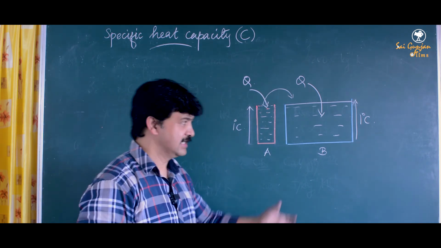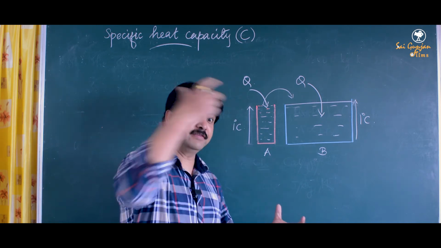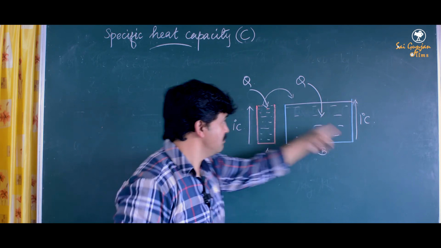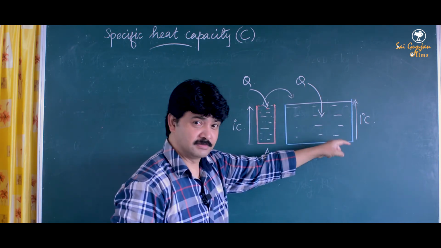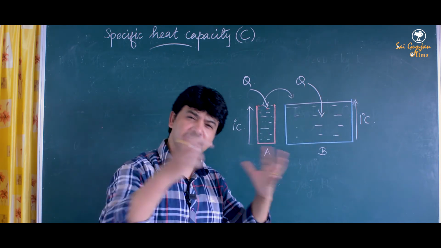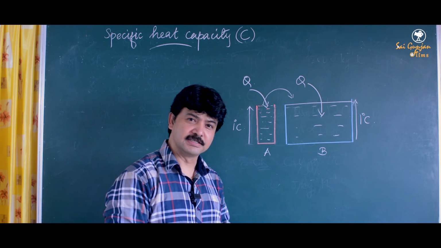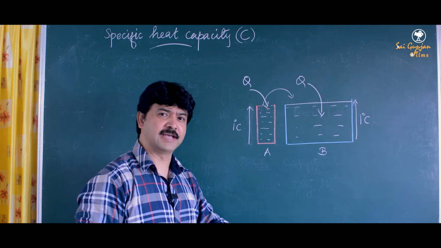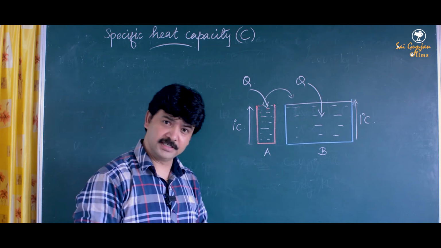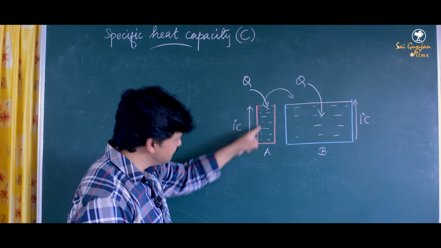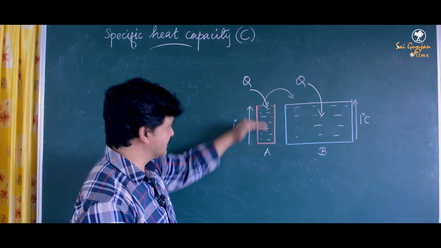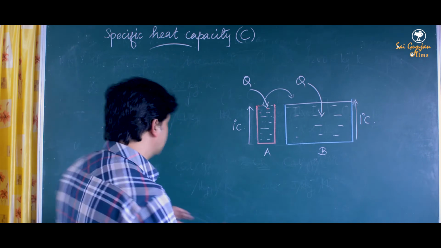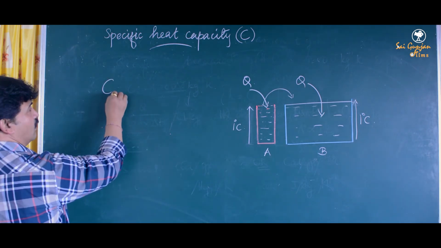So what does it mean? If a body has a higher value of specific heat, then for the same rise in temperature, that body will require a greater amount of heat, while a substance which has a lesser value of specific heat requires a lesser amount of heat for the same rise in temperature.